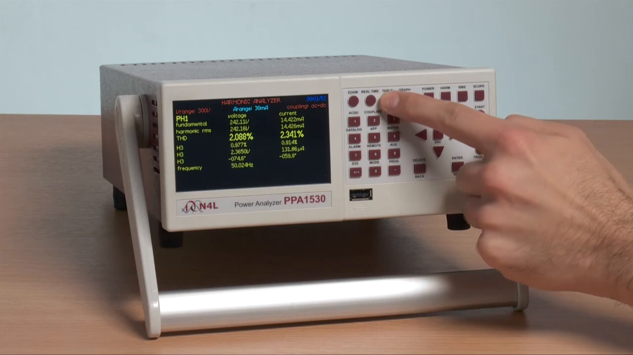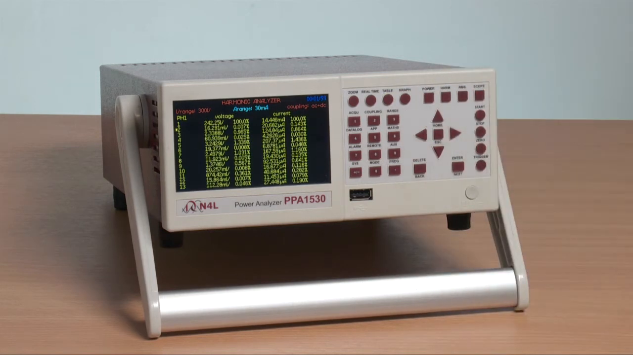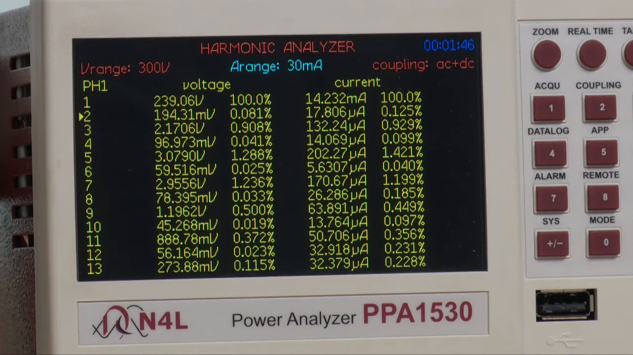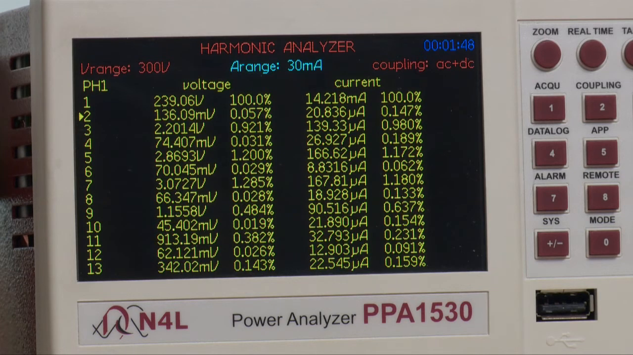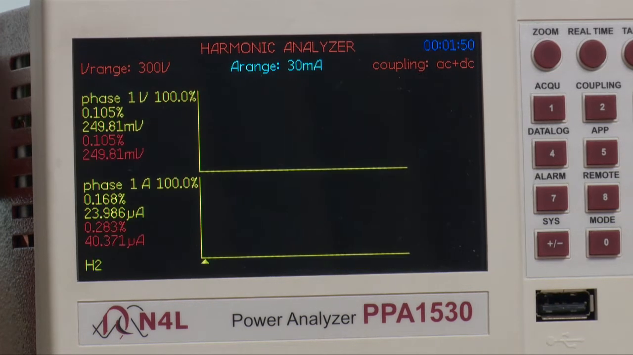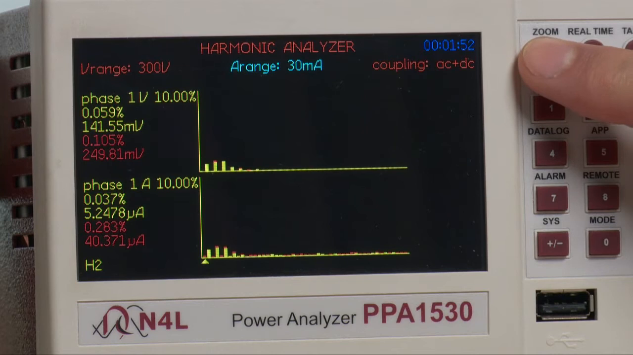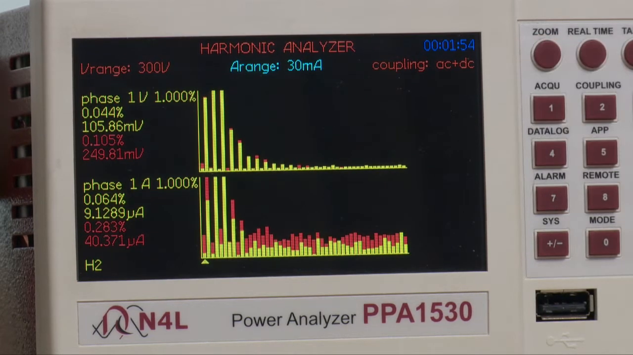Another button press gives a table where we see absolute fundamental, absolute harmonics, and then percentages of the harmonics of the fundamental for volts and current, or a bar graph. While here we have a small graph because the distortion is low. We can zoom in the graph and see harmonics in more detail. We have the real-time harmonics in yellow and the peaks in red.